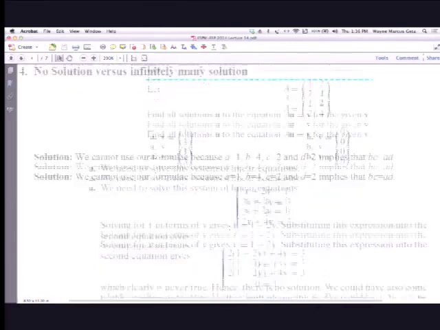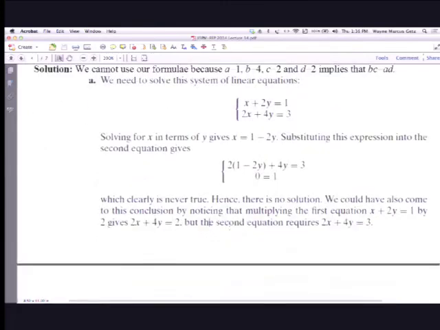And if you try to solve this, you'll see that you can't get a solution to this equation. So you solve for x in terms of y, it gives x is equal to 1 minus 2y. You substitute, everything cancels on the left-hand side, and you get 0 equals 1, which is never true, so there's no solution. You could have also come to this conclusion by noticing that the second row is a multiple of the first row. So if I multiply this equation by 2, I get 2x plus 4y is equal to 2 times v1. So that means for this equation to hold, 2 times v1 must be equal to v2. So it only holds in a very special case.